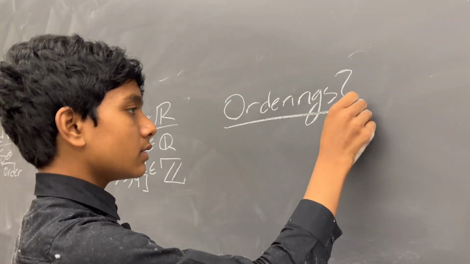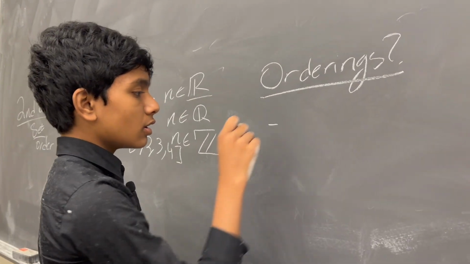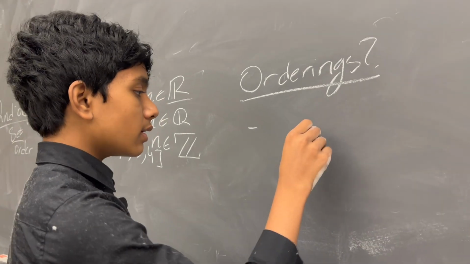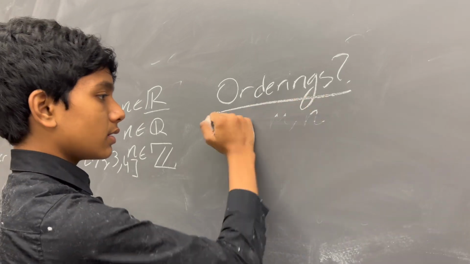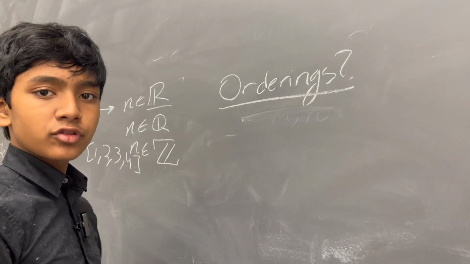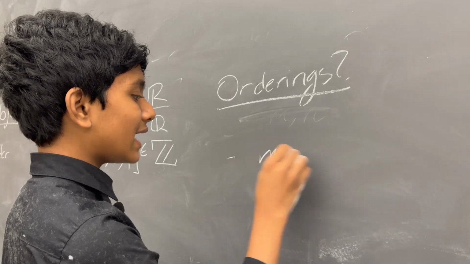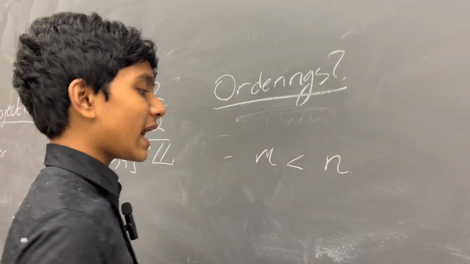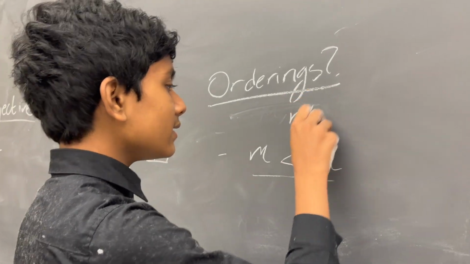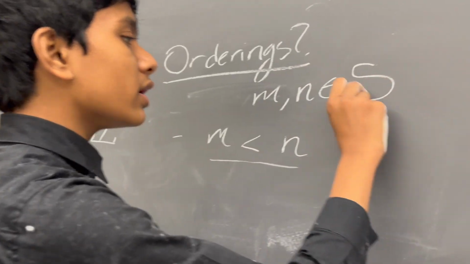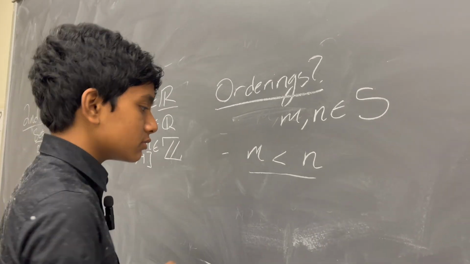Well, an ordering only has to have three properties. One, it has to be binary. So it has to be a comparison between exactly two numbers. So if we have m and n in whatever set we want, an ordering in that set has to give us a comparison between those two.